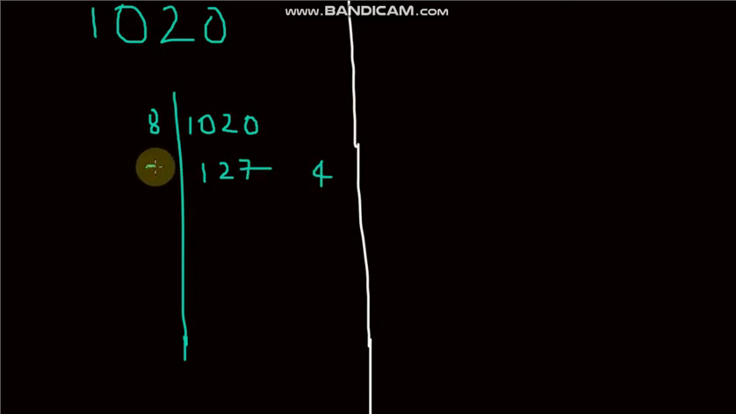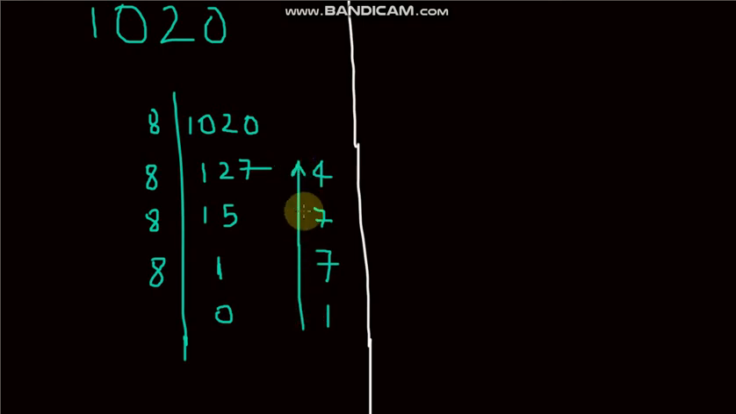Now again dividing the number 127 by 8, we get 15 and the remainder is 7, because 15 eights are 120 and 120 plus 7 is 127, right? So now dividing 15 by 8, we get a quotient as 1 and a remainder again as 7. And dividing number 1 by 8, we get quotient 0 and the remainder 1. And in the upward direction, we write down the numbers, and hence we get 1774 in octal conversion.